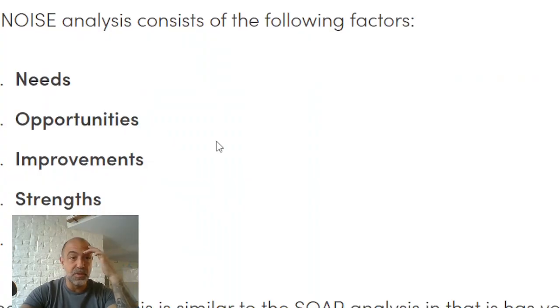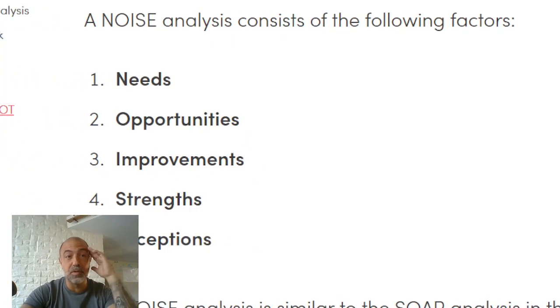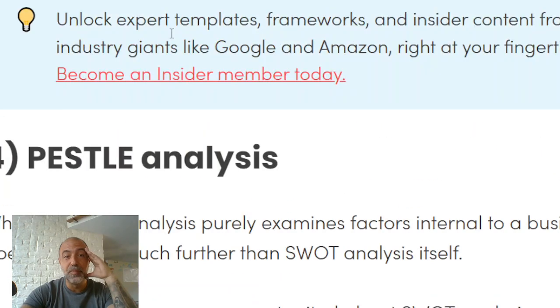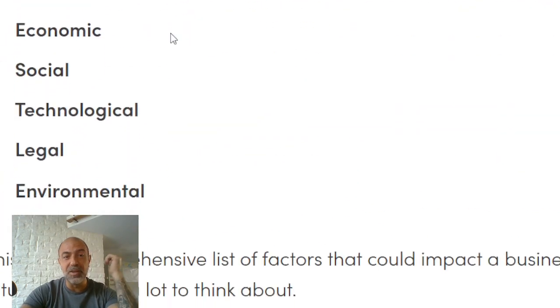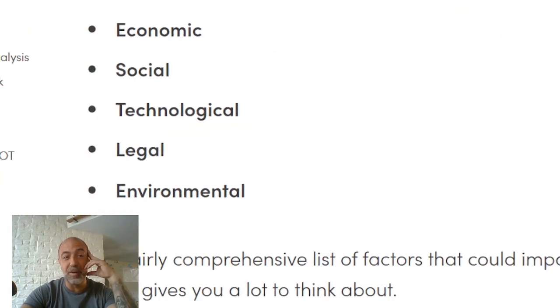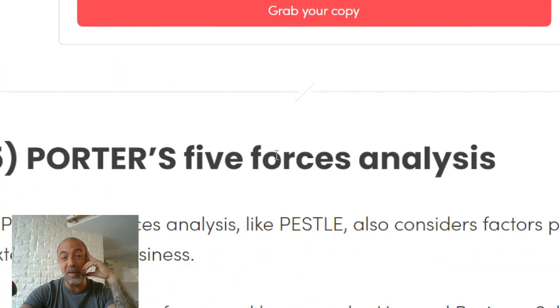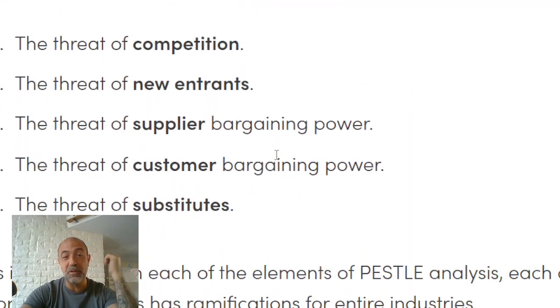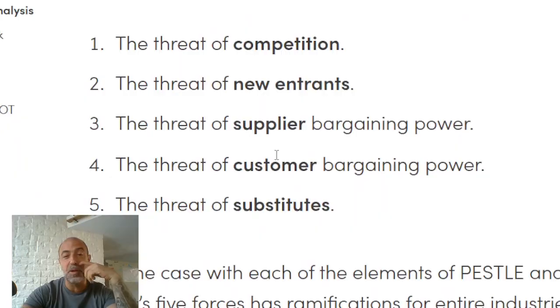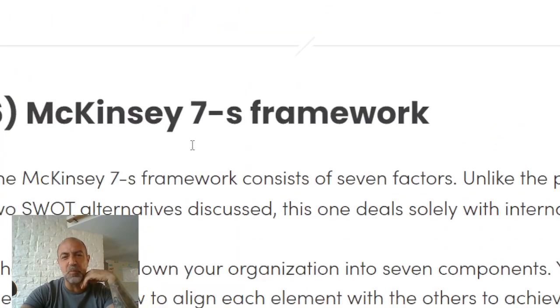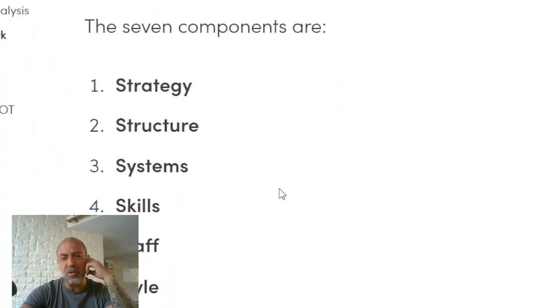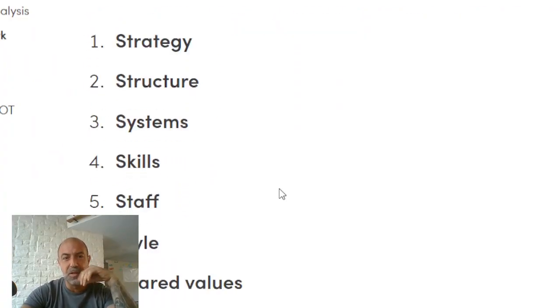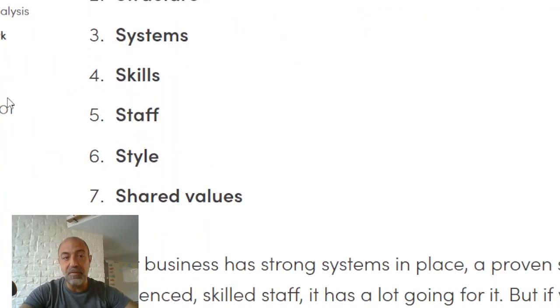There's NOISE: needs, opportunities, improvements, strengths, and exceptions. There's PESTLE: political, economic, social, technological, legal, environmental. There's Porter's Five Forces, which are what? Threat of competition, threat of new entrants, threat of suppliers, threat of customers, threat of substitutes. There's McKinsey's 7S framework: strategy, structure, systems, skills, staff, style, and shared values.